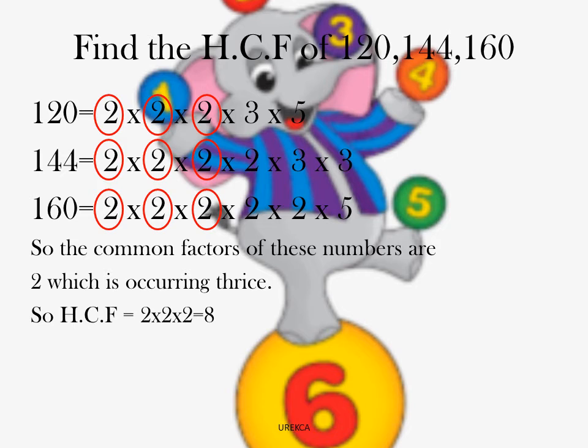So the common factor of these numbers is 2, which is actually occurring thrice. If you look at it, they are occurring thrice. So the HCF of these three numbers is all these 2's that are occurring thrice. We take it as 1 unit. So there are actually 3 units of 2, which we bring down. And so HCF is 2 times 2 times 2, which is actually equal to 8.